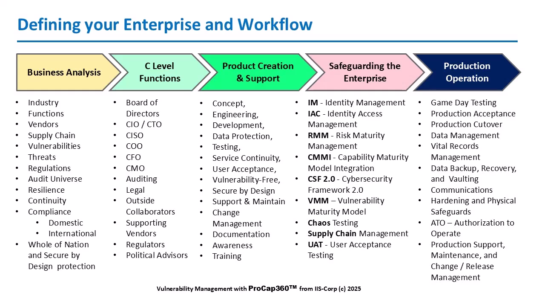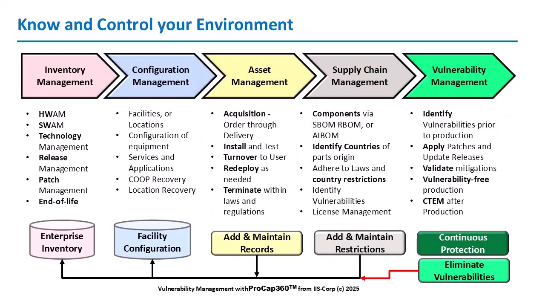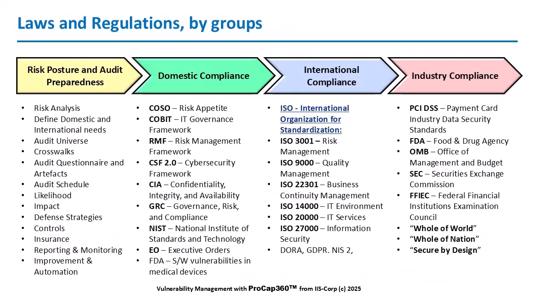The next step would be to understand how to best control your environment. The steps needed to achieve the best results from your environment start with defining your enterprise workflow and the business services you supply. Then understanding the laws and regulations that your organization must adhere to is essential. It is your audit universe and must be adhered to.